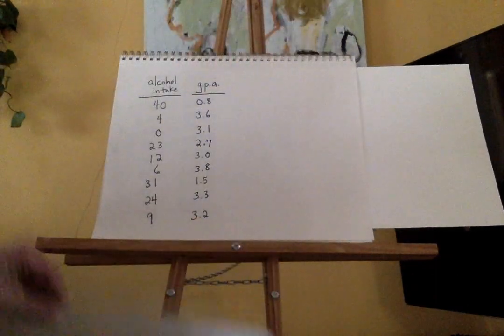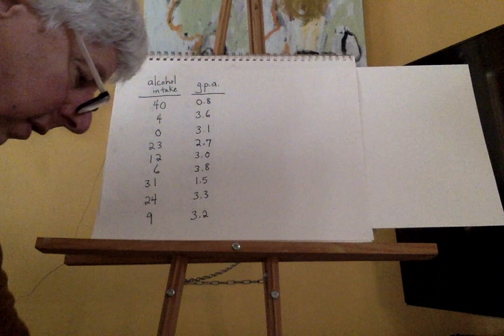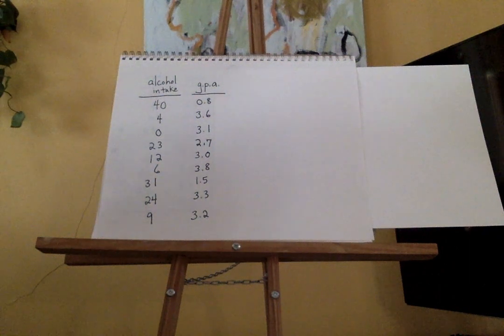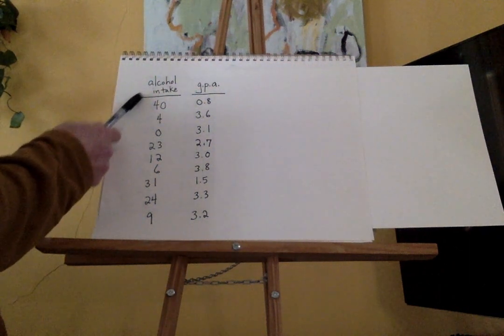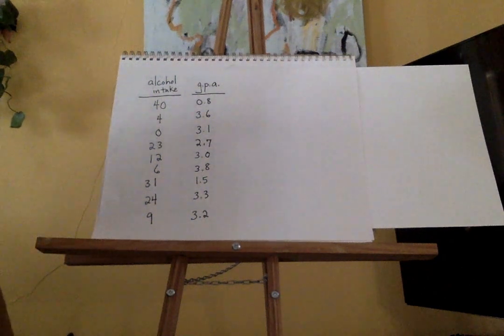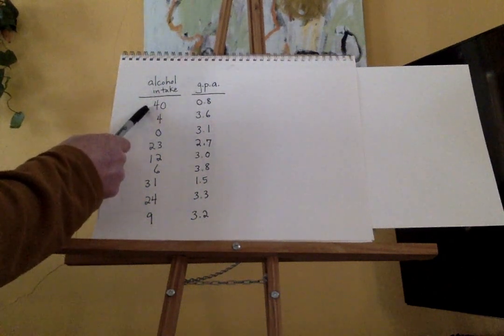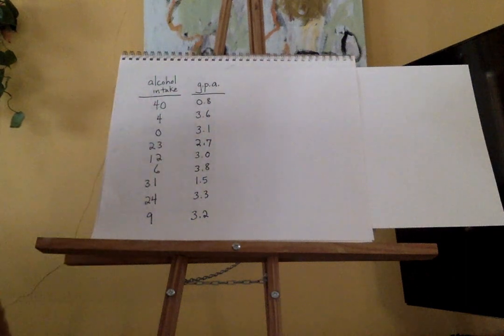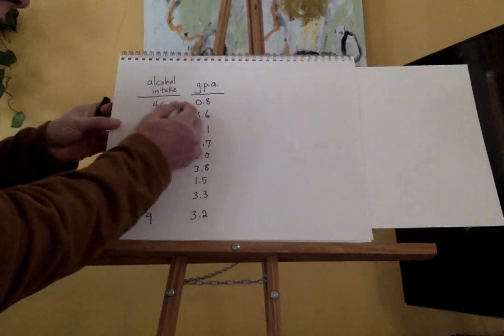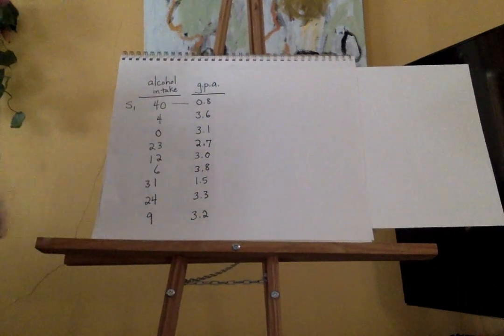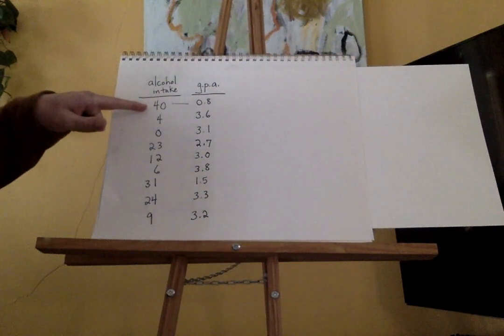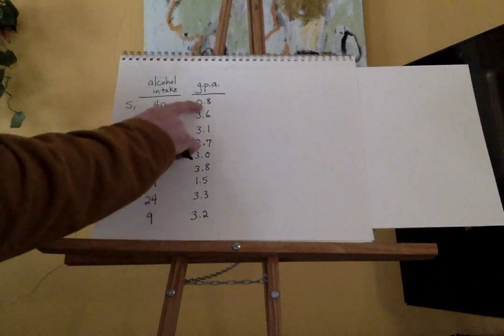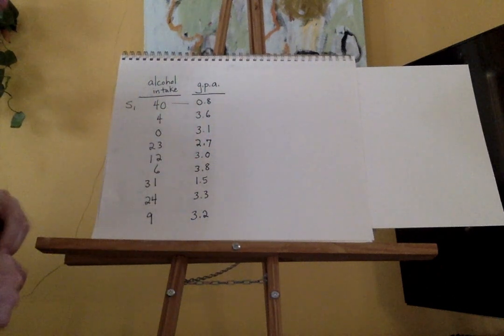So let's look at the data here. I made up these data for our purposes for analysis here. So we have alcohol intake, and let's say that this is ounces of alcohol per week. So 40 ounces of alcohol per week. And then I have GPA as well, okay? Now for this kind of research, these numbers in a way are connected, right? So this is subject number one, or student number one, drinks 40 ounces of alcohol per week and has a GPA, oh boy, 0.8. Oops.